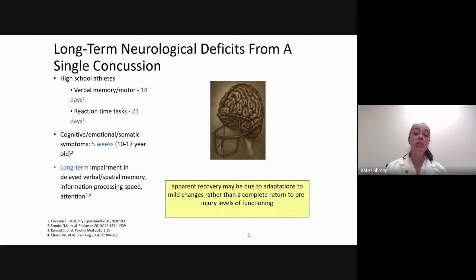And you can actually see long-term impairment, especially seen in memory and processing speeds and ability to focus and pay attention. The thought is that why that may not be as obvious as you continue to go is that kids, and adults too, will start to adapt to their own deficits. So if you have a very, very mild memory deficit, you may come up with a new way to remember things so that deficit is not so obvious long term.